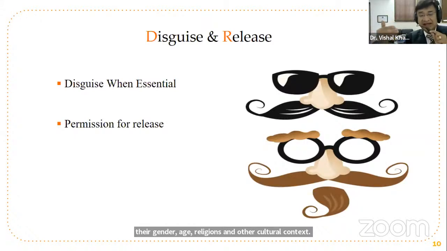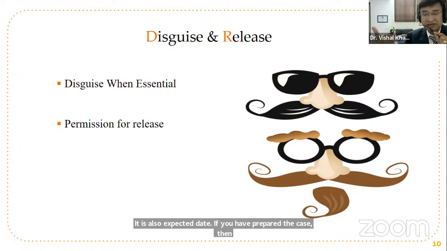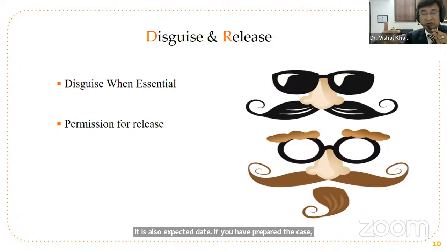It is also expected that if you have prepared the case, you have to take permission from the organization. You have to give the case before publication to the real stakeholders. They will read the case and check that nothing is written which hampers their prestige or reputation. Once they give written permission, then you can publish the case.